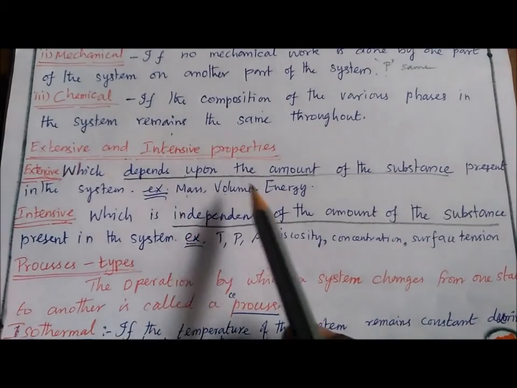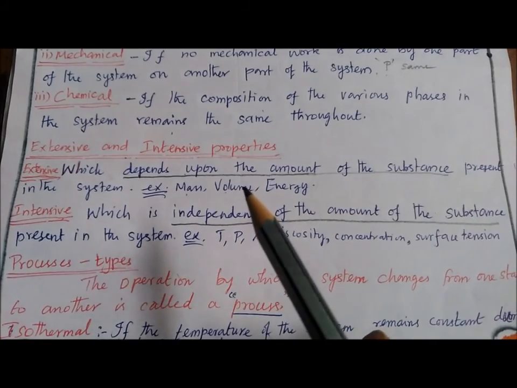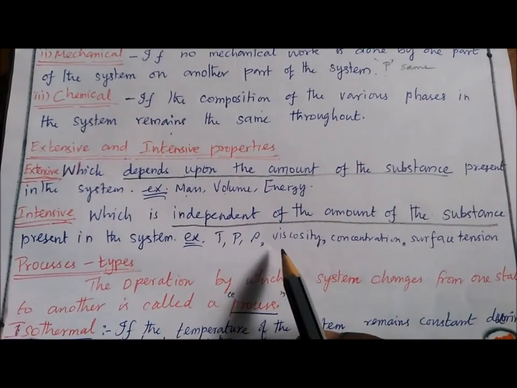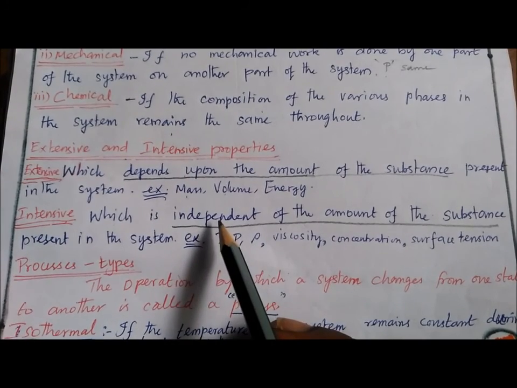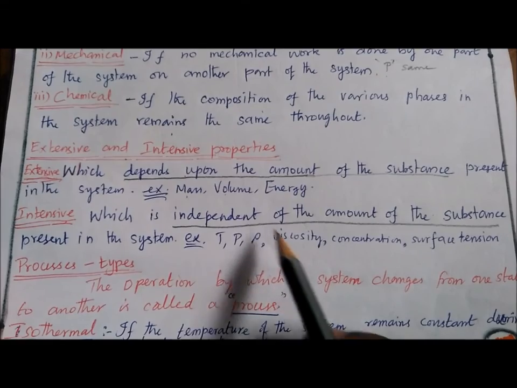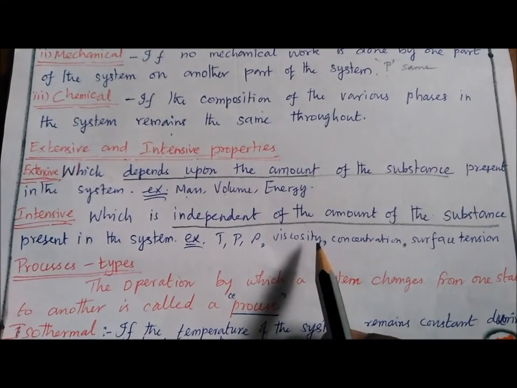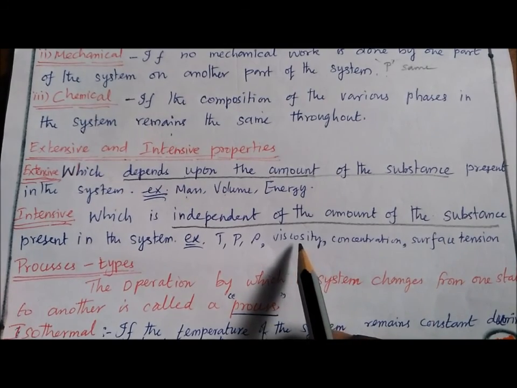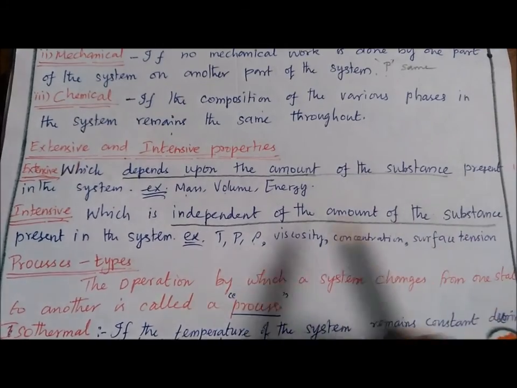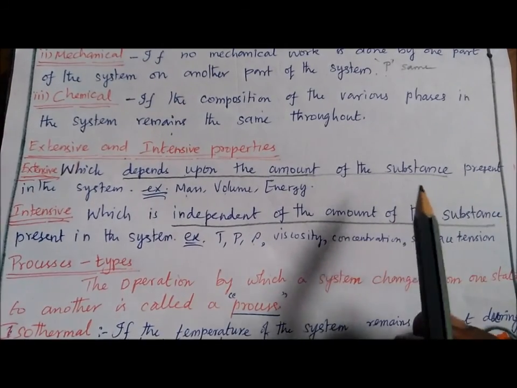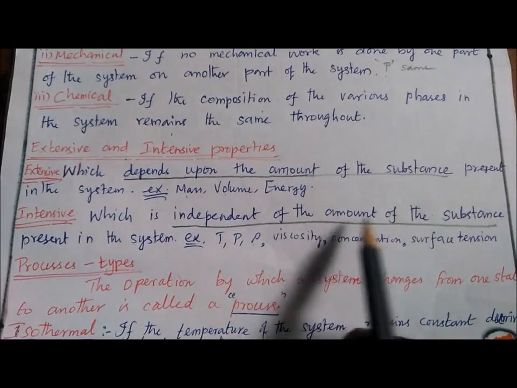Okay, independent, whatever may be the amount. If I have 500 ml of an oil, that has a certain viscosity. And if I have 5000 ml of the same oil, its viscosity will not change. It produces the same viscosity. Okay, the temperature, pressure, density, viscosity, concentration and other such properties will remain the same, which is independent of the amount of the substance.